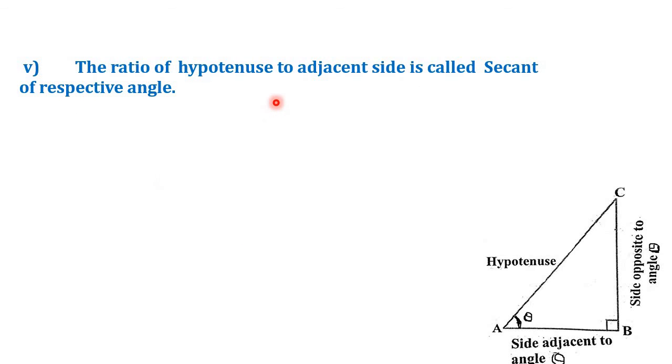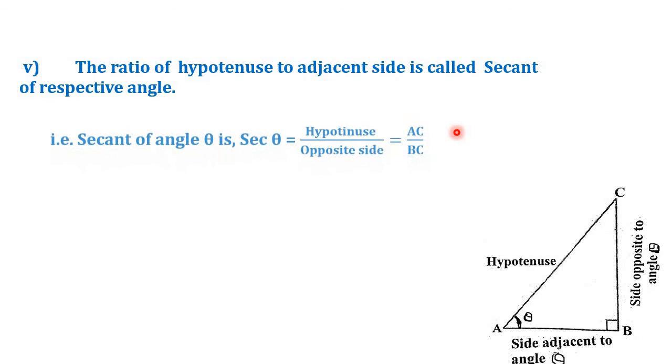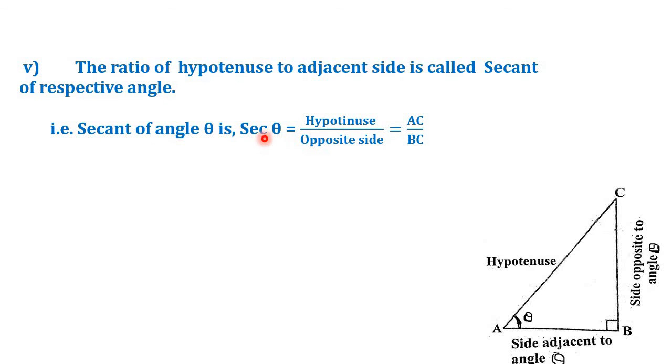Then the ratio of the hypotenuse to the adjacent side is called secant theta. Secant theta is the reciprocal of cos theta. Cos theta is adjacent over hypotenuse. In the reciprocal, the hypotenuse goes to the numerator and the adjacent side comes to the denominator. Therefore, secant theta is AC divided by AB.